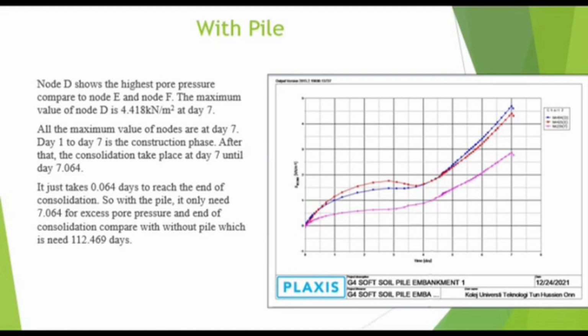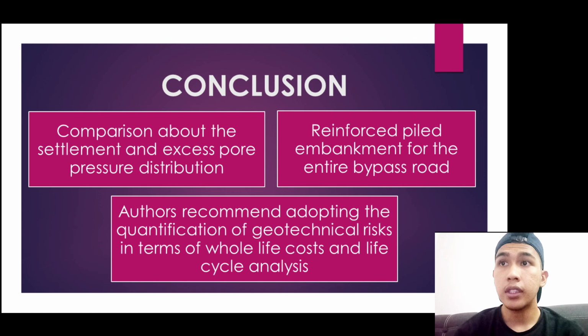After that, the consolidation takes place from day 7 onward, and it just takes about 0.064 days to reach the end of the consolidation. So with the pile, it only needs 7 days for the excess pore pressure to reach the end of the consolidation, compared with without pile, which needs 112 days.